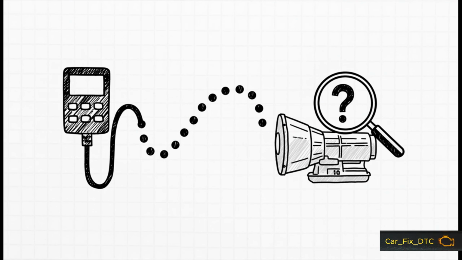So, you've plugged in your trusty code reader, and it spits out P0715. It just sounds like a bunch of random letters and numbers, I know, but it's not random at all. It's actually a very specific clue that's pointing us right to a problem in your car's transmission. Let's figure out what it's trying to tell us.